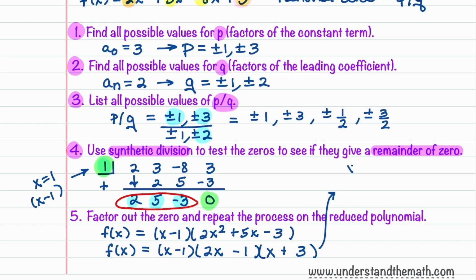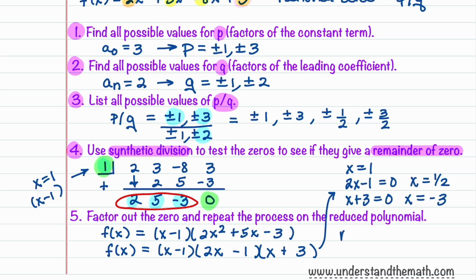We found that x is equal to 1 is a root. And then we have 2x minus 1 is equal to 0 is going to be a root. And that gives us x is 1/2. And then we have x plus 3 is equal to 0. And that gives us x is equal to minus 3.